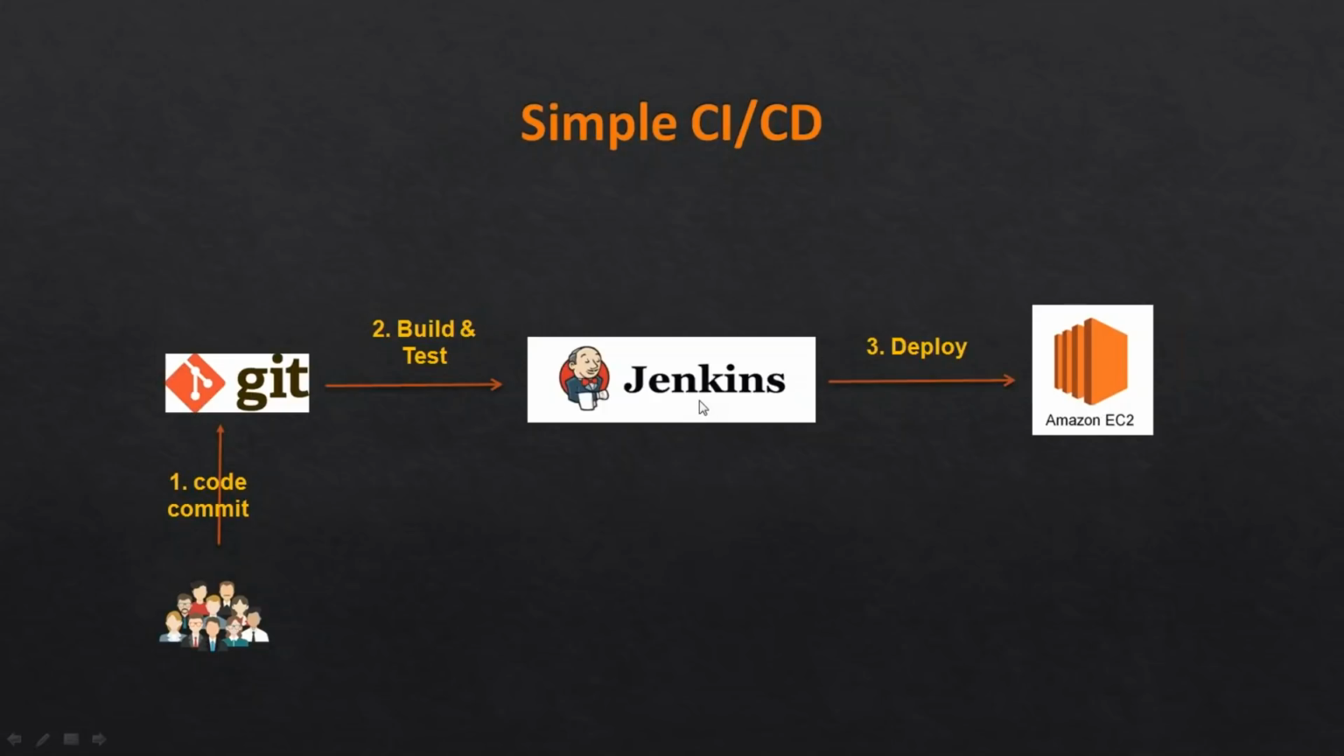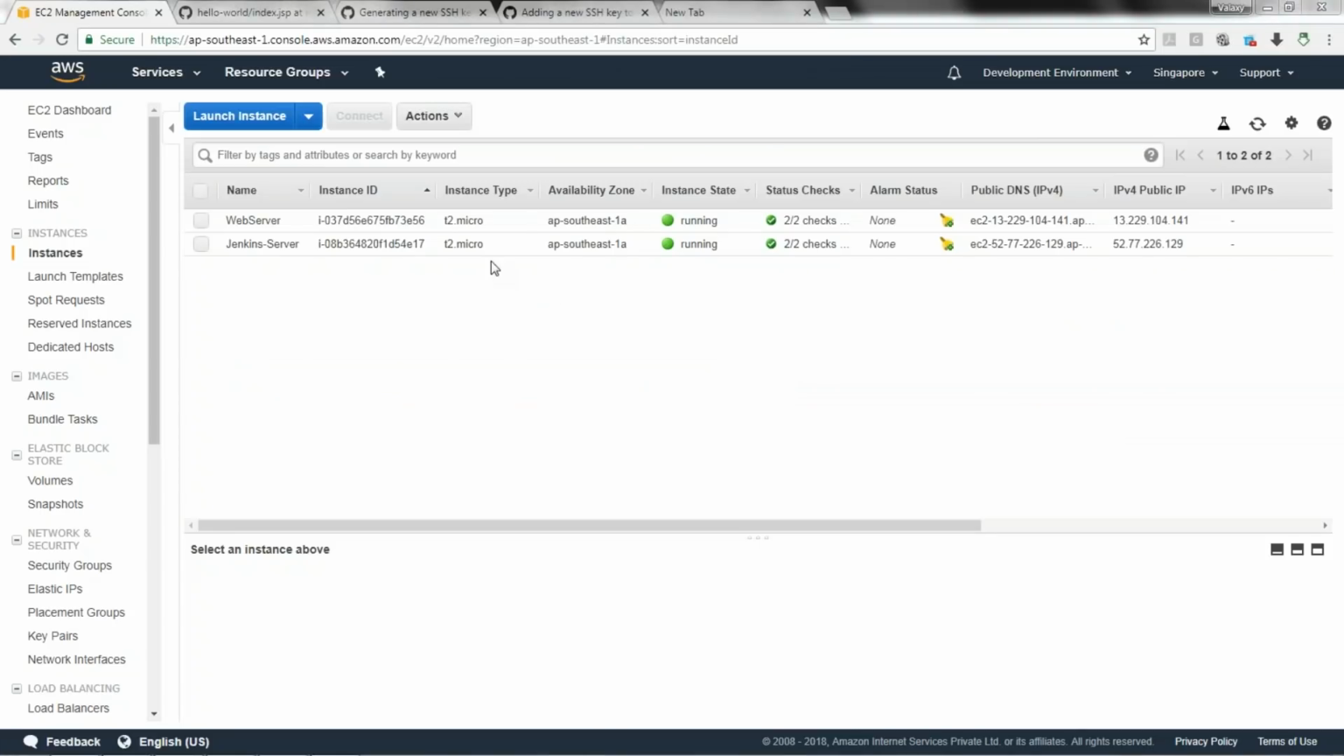I have already installed my Jenkins server. Also, I have installed my Tomcat server and my code has been pushed into Git. From here, I'm going to take it further to create the CI/CD pipeline. Let's jump into the AWS console. This is my AWS console where I have two servers. One server is a web server, another one is a Jenkins server.